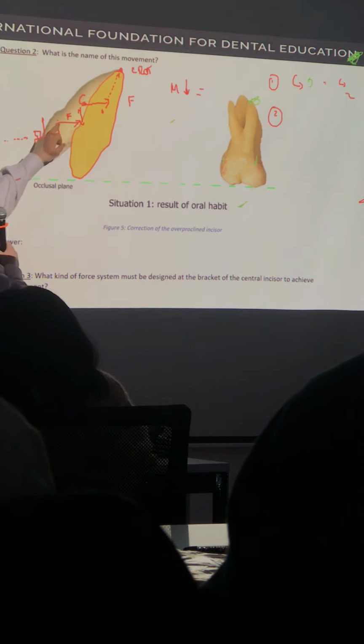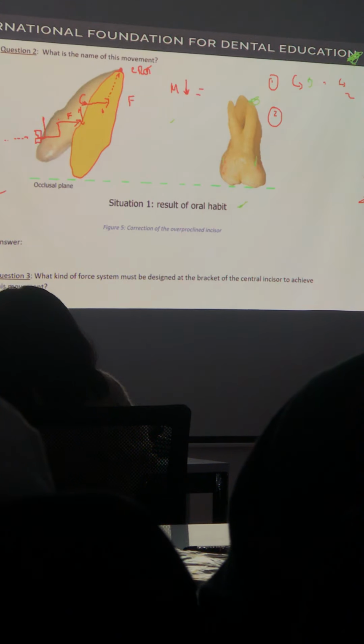So this is very easy to do. It's called a power arm.